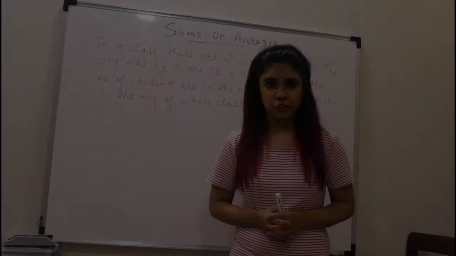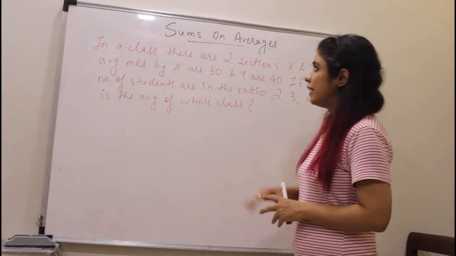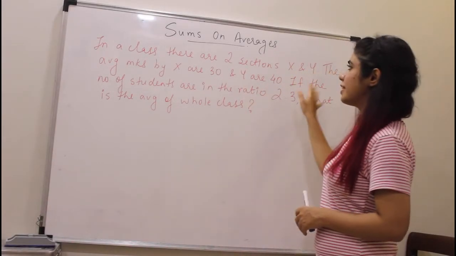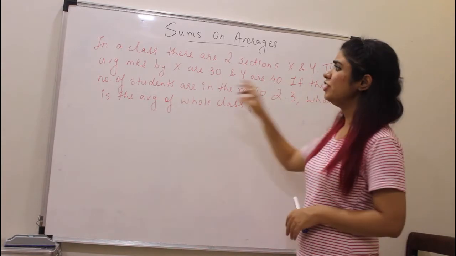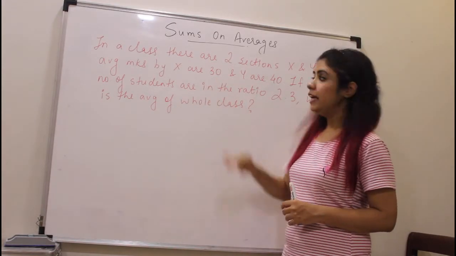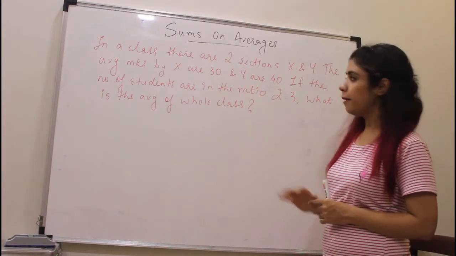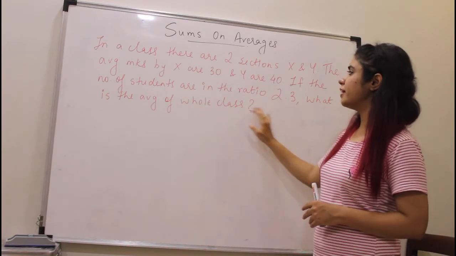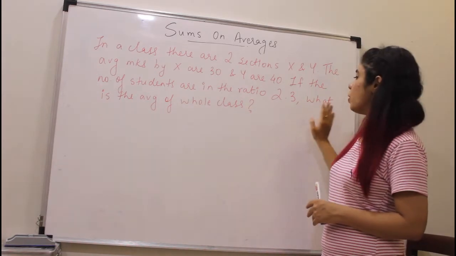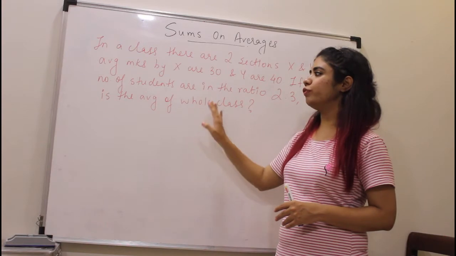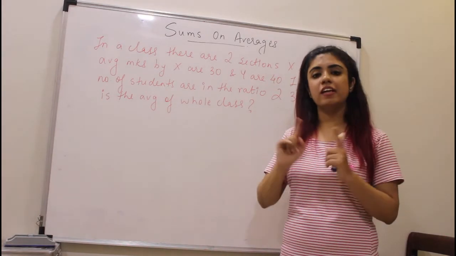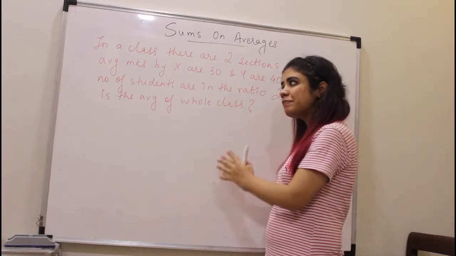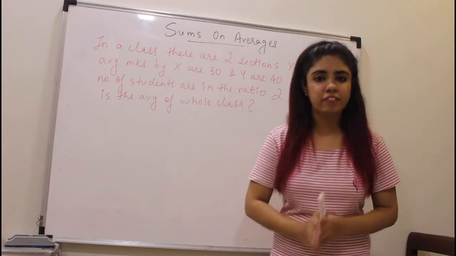Let's look at the next question. What does it say? In a class there are two sections X and Y. The average marks by X are 30 and Y are 40. Okay? If the number of students are in the ratio 2:3, what is the average of the whole class? What is the average of the whole class? Now this problem can be done by the weighted average method.